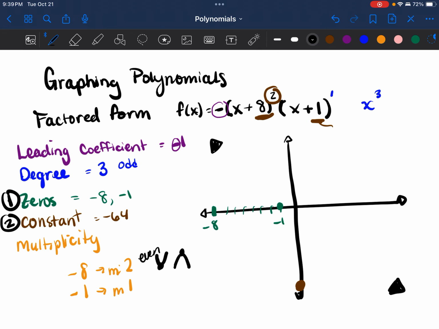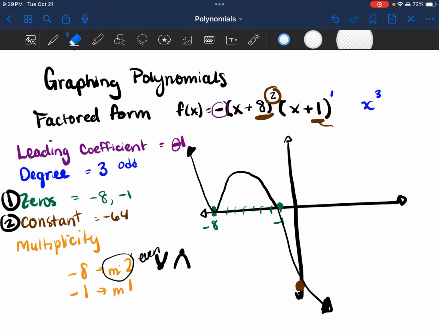So I know that my end behavior is coming from this direction. It's going to go to -8 and bounce, because that is where the multiplicity is 2. It's going to turn directions because it needs to go through this -1. It's going to go down to this negative constant and end in this negative direction. And that's it.